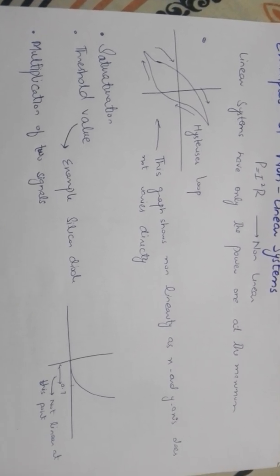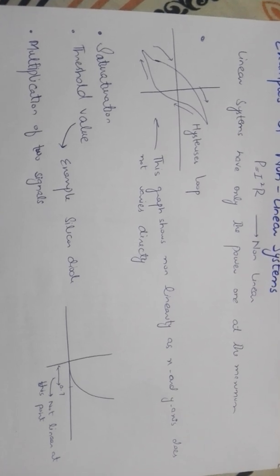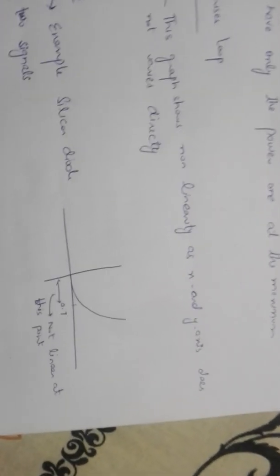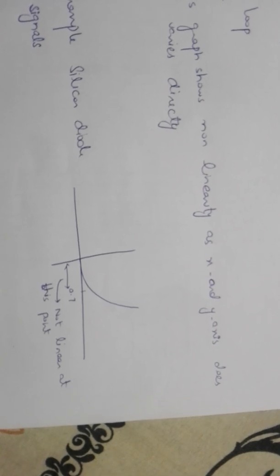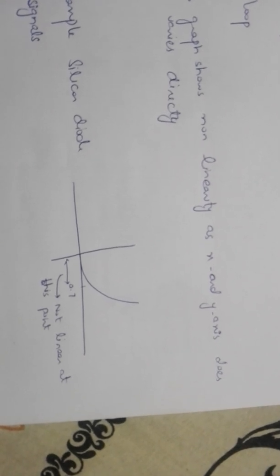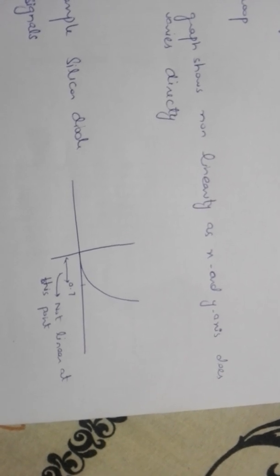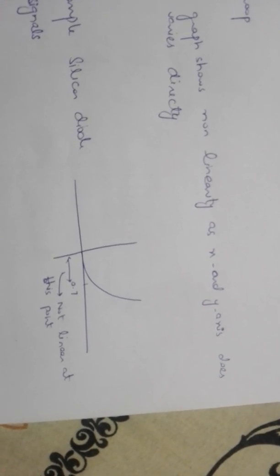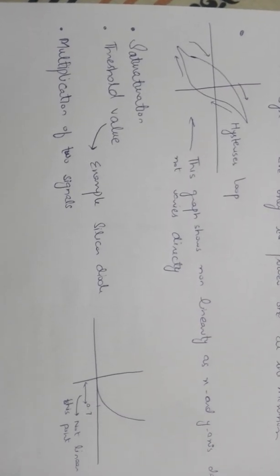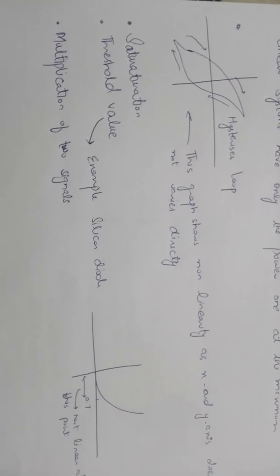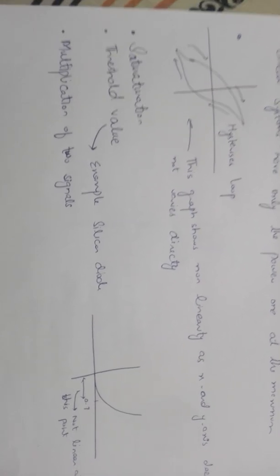Threshold value. An example is a silicon diode, which will allow the current to pass through it only after a certain point. 0.7 volts is the threshold value, so it is not linear at this point. Next is multiplication of two signals, because we don't know what result we will obtain after multiplication of two signals.